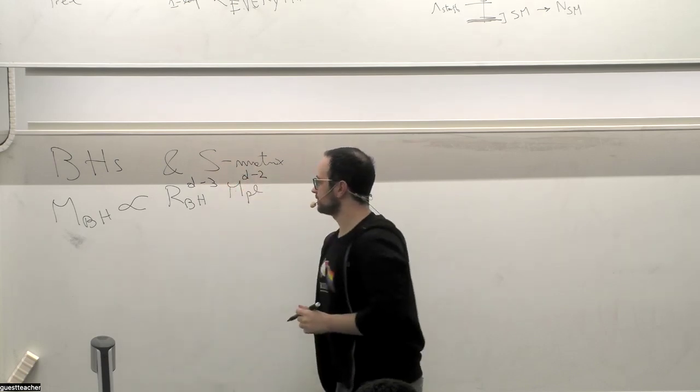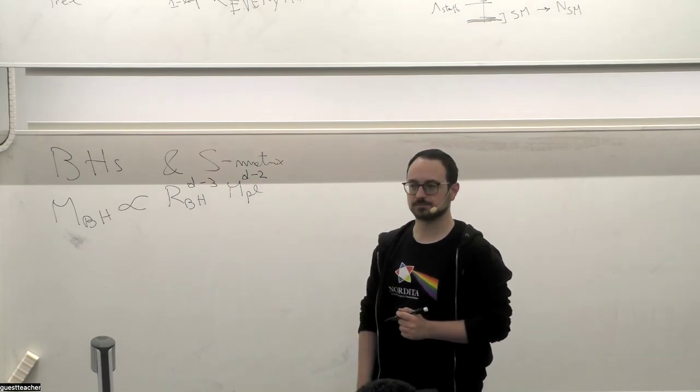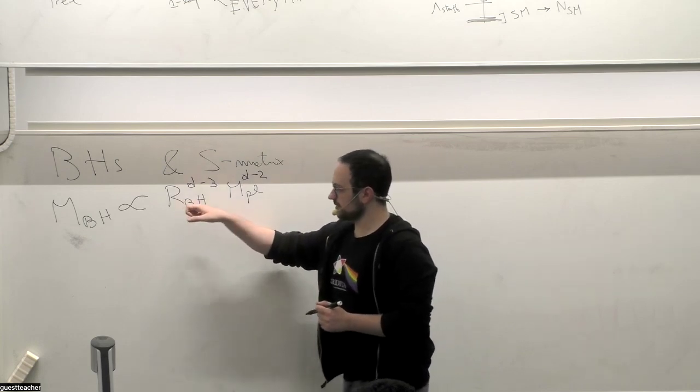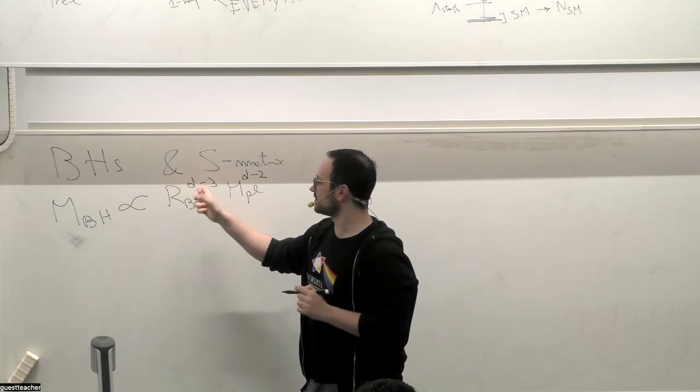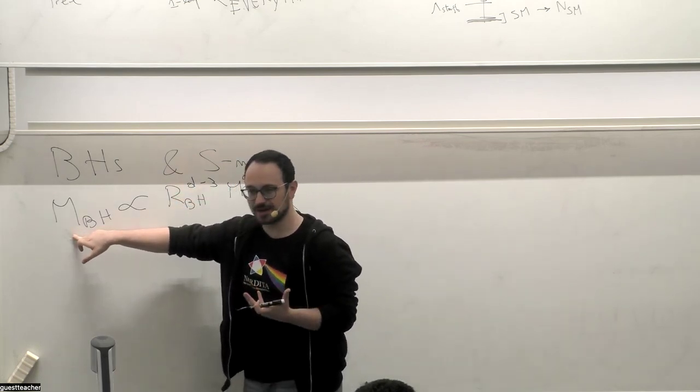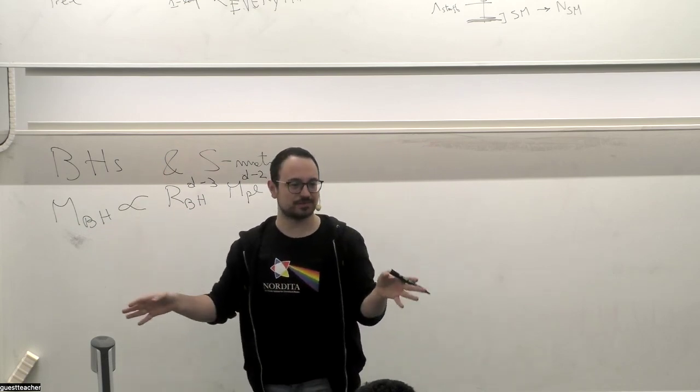D minus 2, right? This has dimensions of mass. So you see, it's important that D be at least 4. Again, this means that heavy black holes are huge. Now you can just brush it off. Yeah, we knew that.